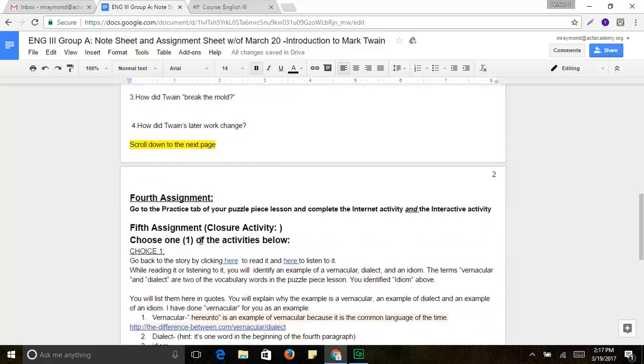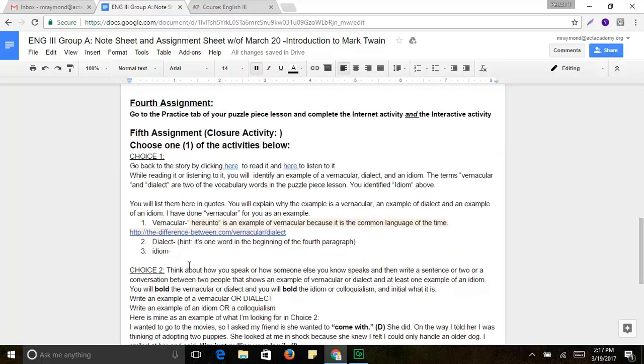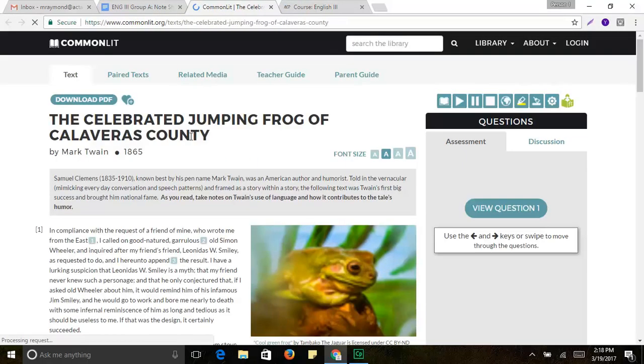Okay, so the fifth assignment is the closure activity. You're going to choose one of these below. There's choice 1, and there's choice 2. You choose one of them. What you're going to do is read the story, or listen to it. The story we're reading is The Celebrated Jumping Frog of Calaveras County.